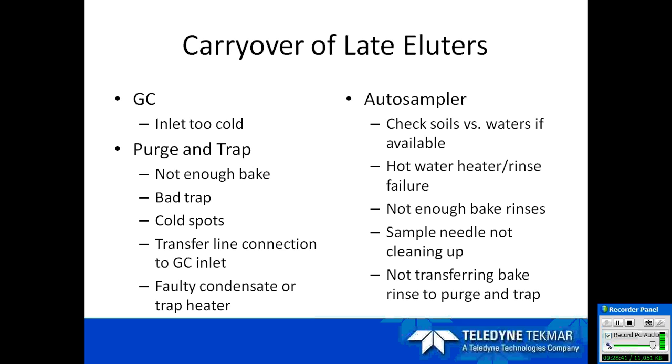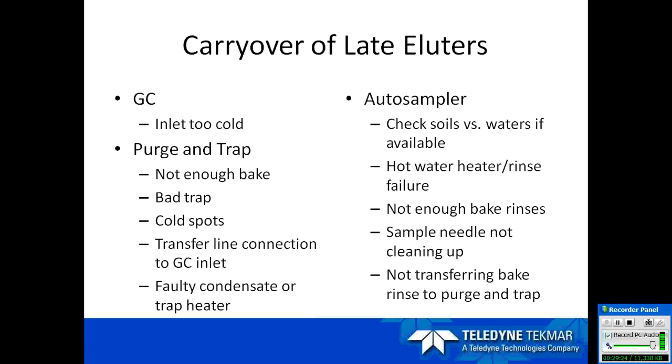Then also you can have a cold spot in your line outside the trap as it's getting transferred from your trap to your GC. There might be a cold spot, which could possibly cause carryover of the late eluters, because those don't really want to move because they're heavy. Once they reach a cold zone, they just want to stay stagnant. A faulty condensate heater or a faulty trap, once again, if your trap is not heating correctly or you are not baking well enough, the heavier compounds can sit on there and come out on the next run. So these are a couple of things you want to go through and check: make sure your temperatures are reaching, you don't have any cold spots, and that your transfer line is working correctly.